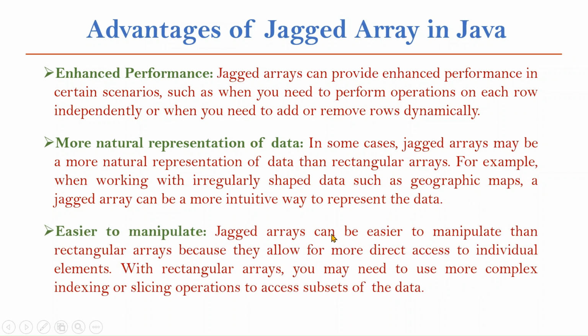Now, it is easier to manipulate. Jagged arrays can be easier to manipulate than rectangular arrays because they offer more direct access to individual elements. With rectangular arrays, you may need to use more complex indexing or slicing operations to access subsets of the data. So when you go for jagged arrays, it's much simpler to extract or access the values from an independent row, rather than with the two-dimensional array, which is a little bit more complex for accessing the values.